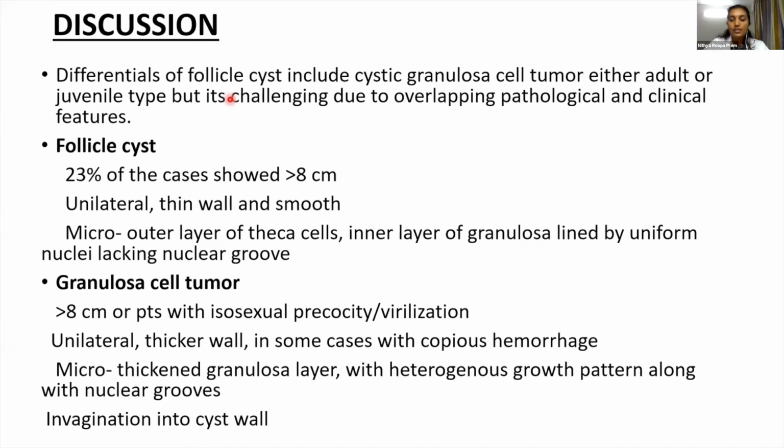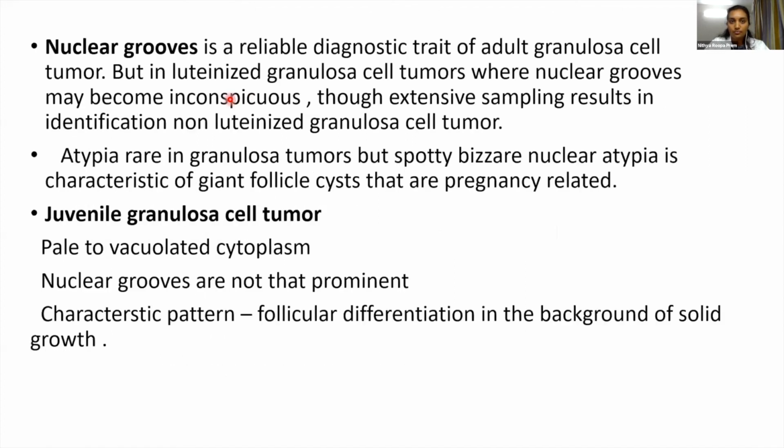Whereas the differential of granulosa cell tumor comes if the follicle cyst is more than 8 centimeters or the patient presents with isosexual precocity or virilization. Mostly it is unilateral with a thicker wall, and in some cases presents with copious hemorrhage. Microscopically, it shows a thickened granulosa layer with heterogeneous growth patterns like corded, trabecular, microfollicular, etc., along with nuclear grooves. It also shows invagination into the cyst wall.